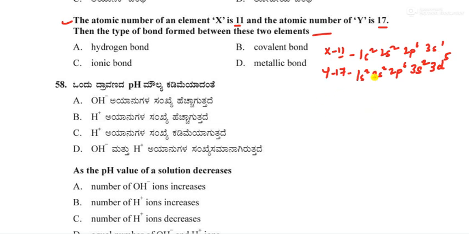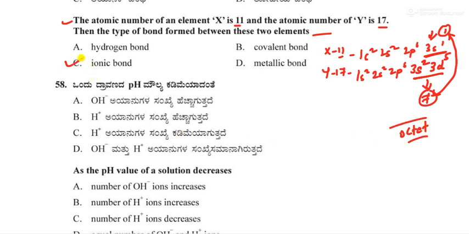Okay, so now if you look at the last shell, this is the outermost shell, not last. In these two, here you have 7 electrons, here you have 1 electron. So both of them can share with each other and they will form an octet state. This is possible in an ionic bond. Okay, so option number C is right.